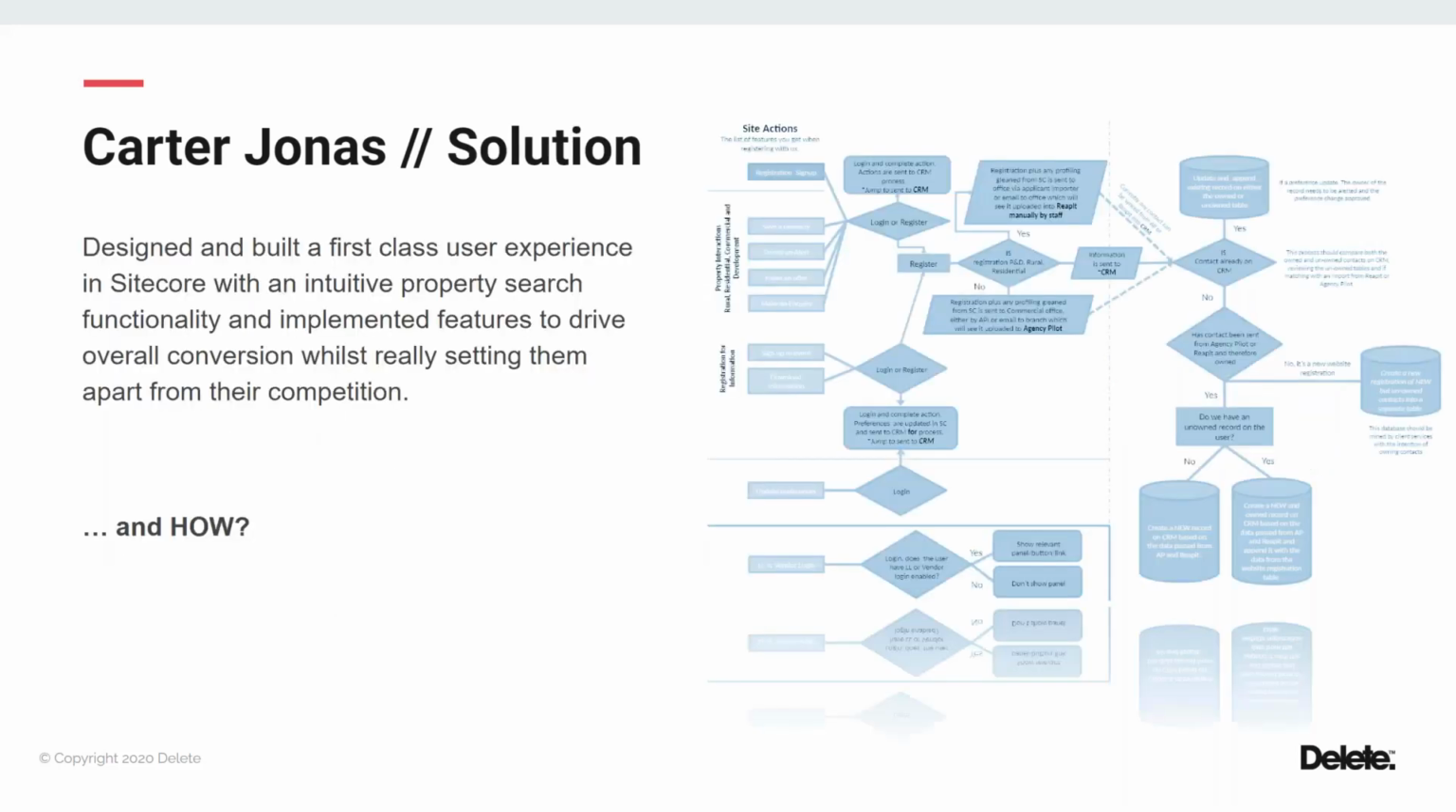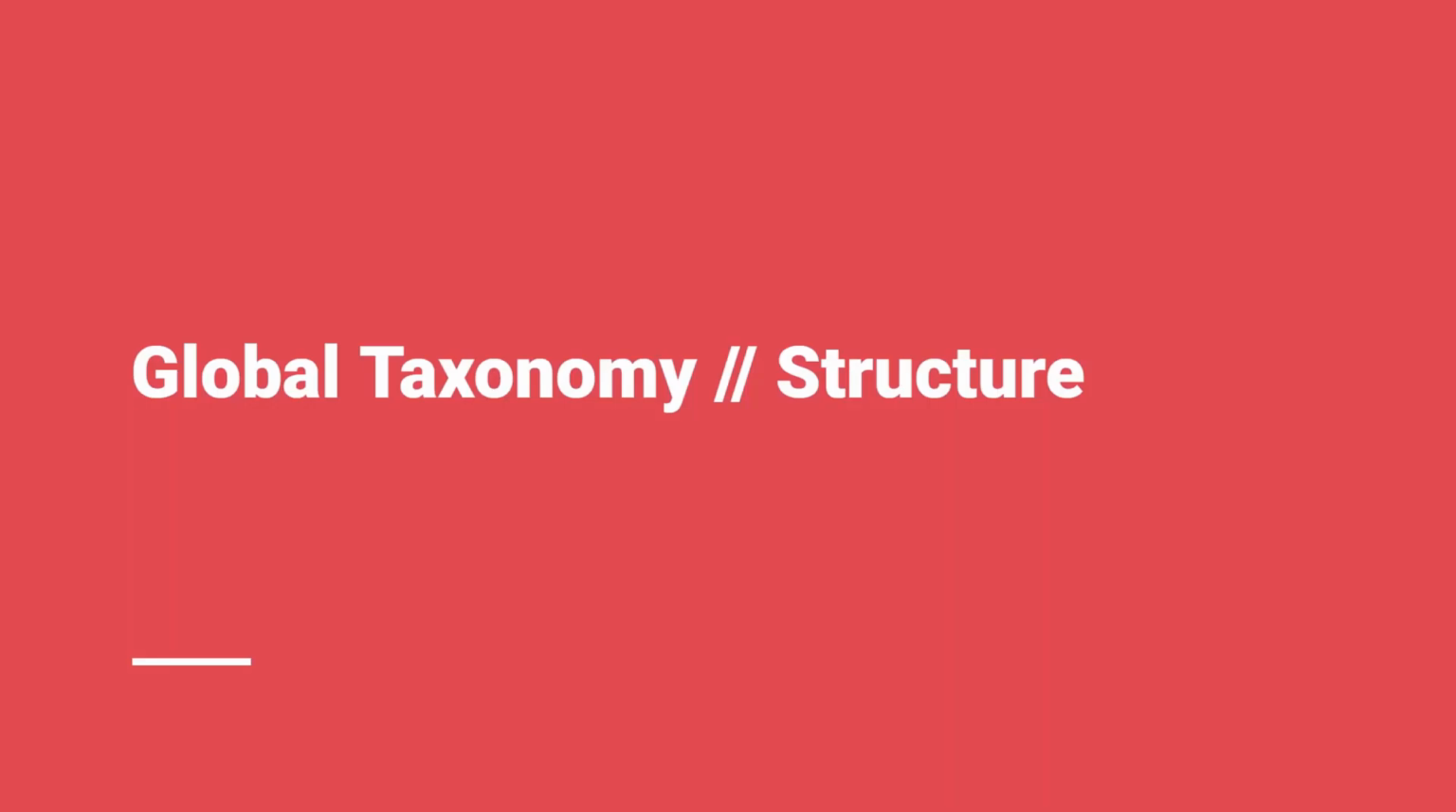We could successfully overcome all these challenges and design and build a first-class user experience for Jonas in Sitecore with an intuitive property search function, also implemented features to drive overall conversion and really set them apart from their competitors. Now let's explore how we've done it in more detail.